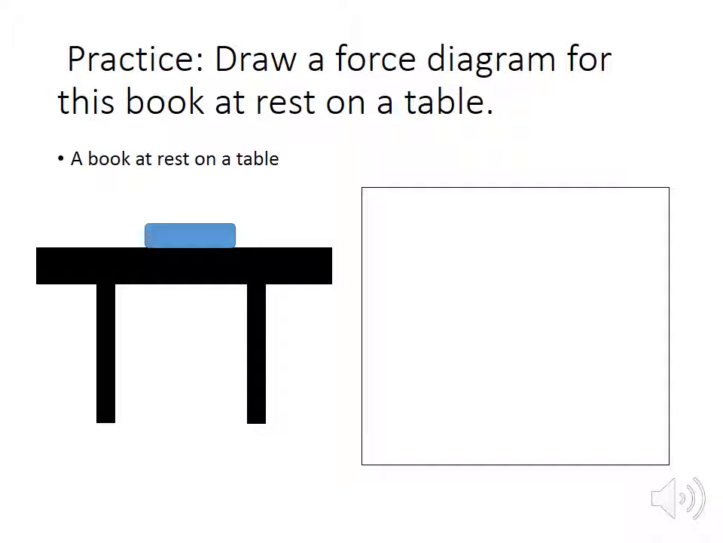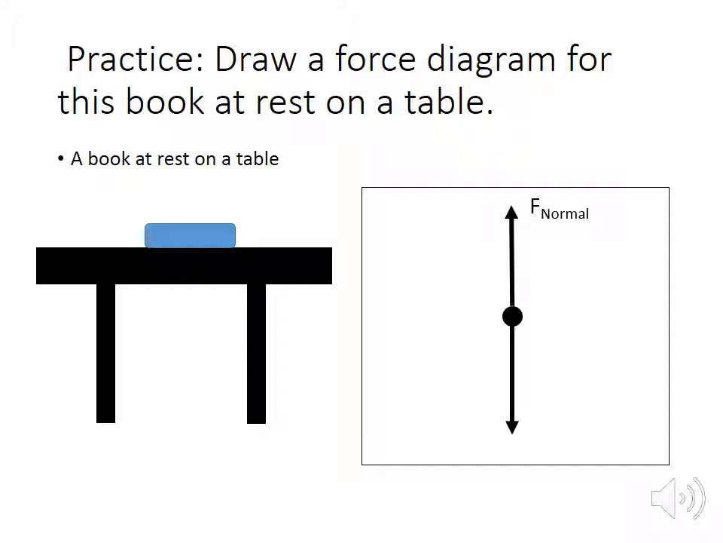Alright, so let's practice drawing a force diagram for this book at rest on a table. Go ahead and pause the slide until you have drawn a force diagram for this book, and then we'll check our answers. So your first step is that you should have represented the book as a small circle. And then for steps 2 and 3, you add on the arrows that are acting on the book. Then for step 4, you label the forces that are associated with each arrow.